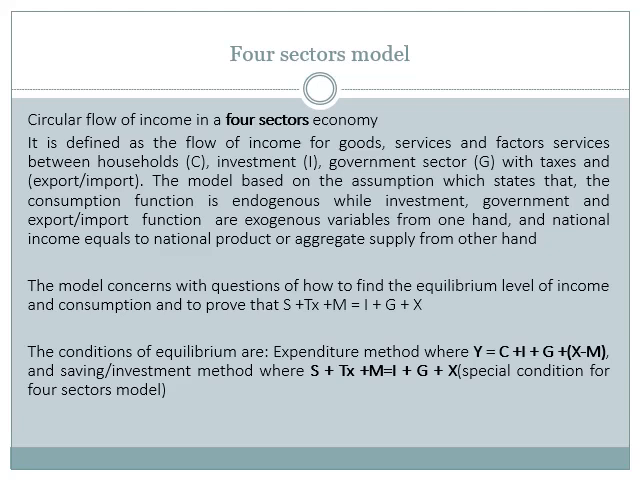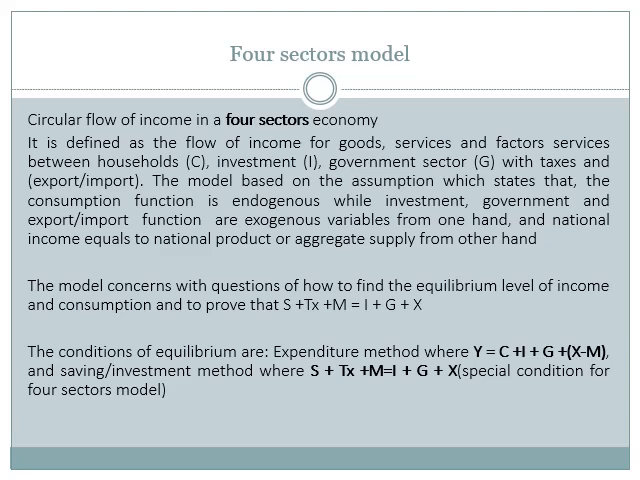The model is concerned with the main questions: how to find the equilibrium level of income and consumption, and to prove that S plus Tx plus M, import, is out, subtracted from income, equals I plus G plus X. The conditions of equilibrium of the four sectors model are the expenditure method, where Y equals C plus I plus G plus X export minus M. X minus M is known as net export.